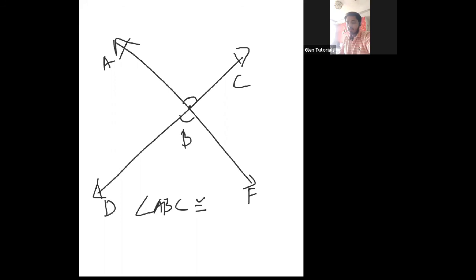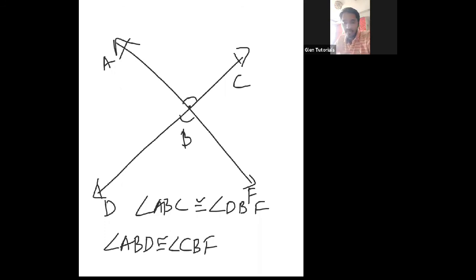Can anyone type in the chat box and tell me: angle ABC is congruent to which angle? What is the opposite angle of angle ABC? DBF, superb Alistair. Angle ABD is congruent to which angle? Anyone? Type in the chat box. Superb Alistair. Angle CBF. Okay. CBF also correct, no problem. So I have understood the vertically opposite angles theorem.